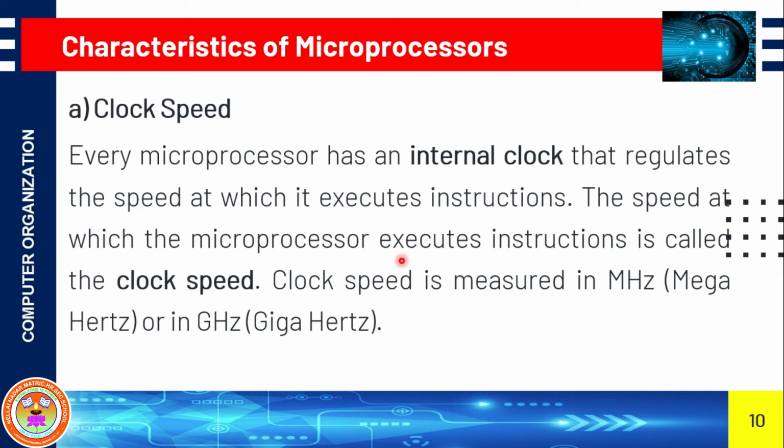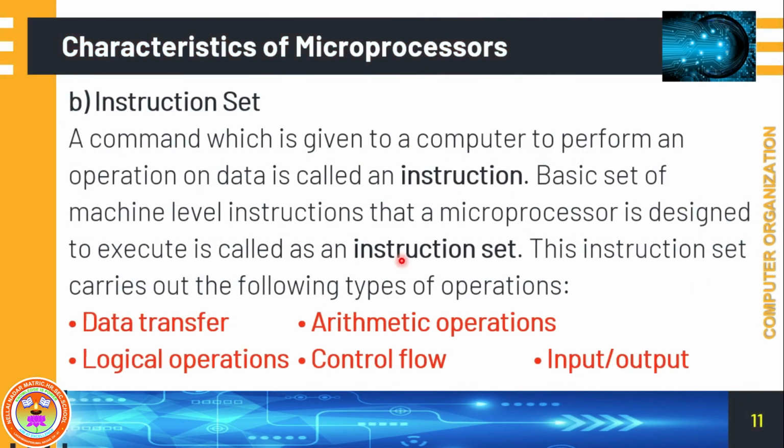Nowadays all processors involve gigahertz. That is the latest version. High speed processors are used for all electronic discoveries. So what is the use of this clock speed? Did you understand, my dear students? Yes. Number two, instruction set.